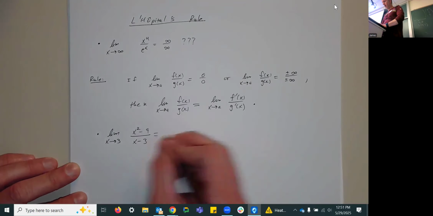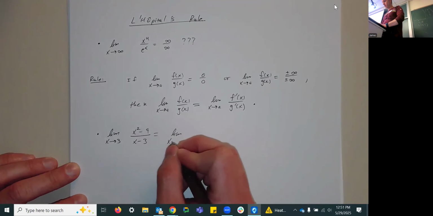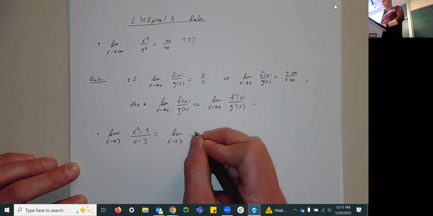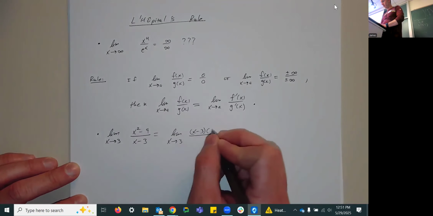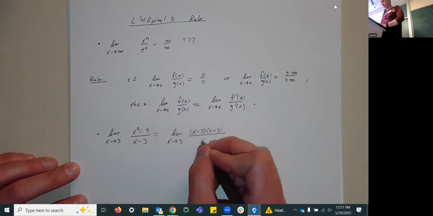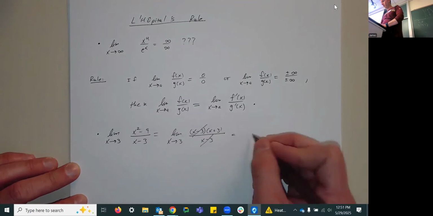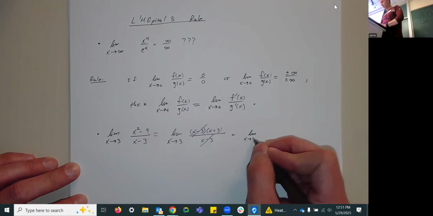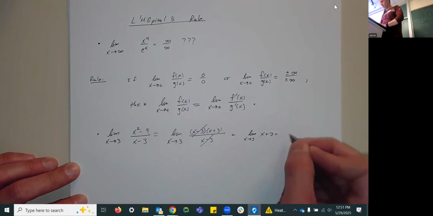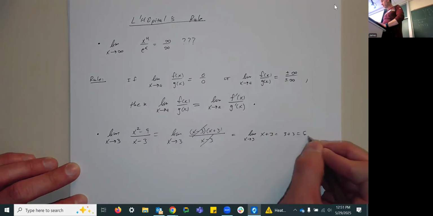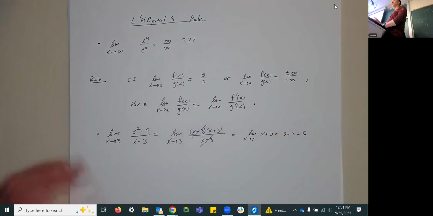We could have said, oh yeah, that's the limit as x approaches 3 of the top is x minus 3 times x plus 3. The bottom is x minus 3. The x minus 3's cancel, and we can say, great, the limit as x approaches 3 of x plus 3 is just 3 plus 3, which is 6. And it's totally fine to do it that way. It's allowed, you still can.